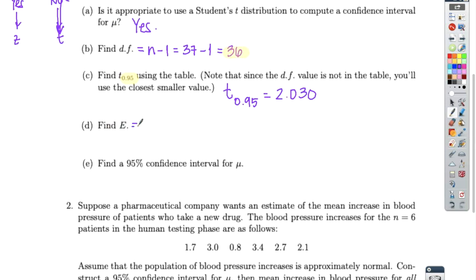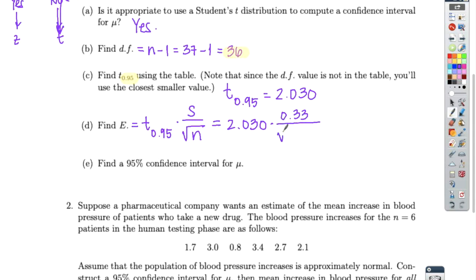Okay, great. So now we're going to actually find the error. And the formula for the error is our critical value for t, in this case 95% confidence, times the sample standard deviation over the square root of n, the sample size. And we have everything that we need for this. So t sub 0.95 equals 2.030. S, the sample standard deviation, is 0.33.